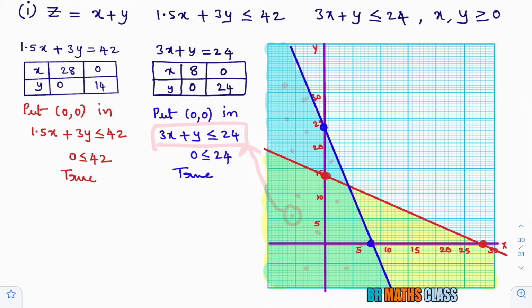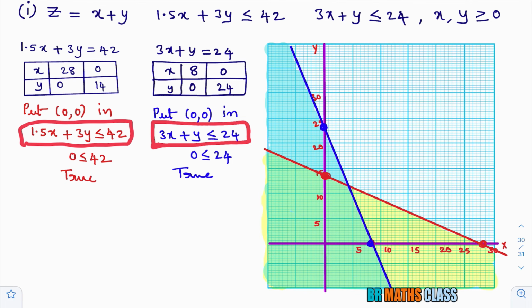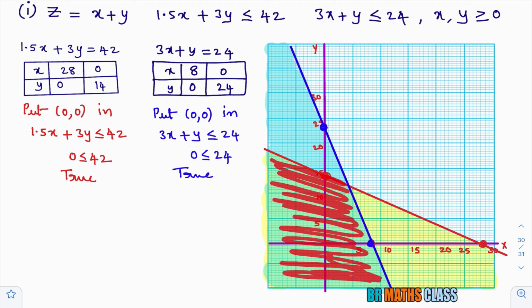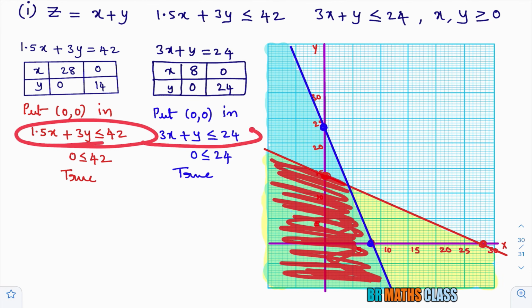satisfies. Okay. If you observe the common region that we will get from these two inequalities, what is the common region? You observe here, this part is there in yellow color part as well as blue color part. So this is the common region that we will get when we consider these two inequalities.